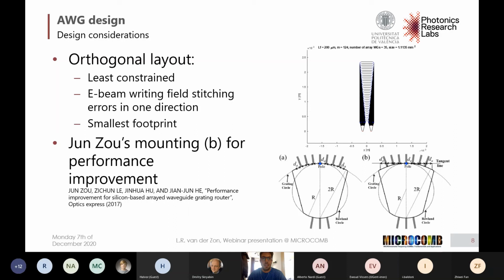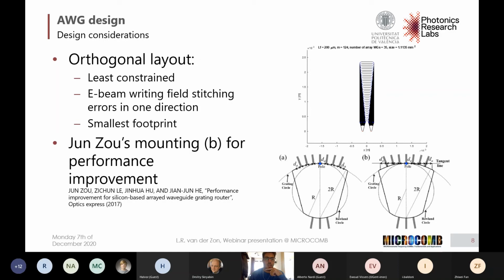Then I took one layout to continue with. That's the orthogonal layout. I took this one because it's least constrained in terms of dimensions. You can basically add as many paths in the array of waveguides as you want without running into overlapping paths, etc. And also, we will produce the first chip in an E-beam technology, where the stitching errors can now be defined in just one direction instead of in diagonal waveguides. Also, this layout tends to give a very small footprint because of its longitudinal shape.